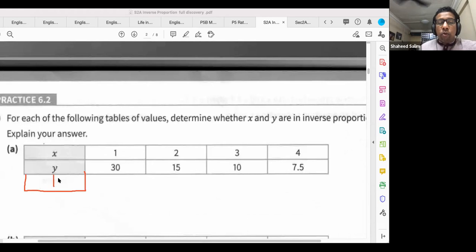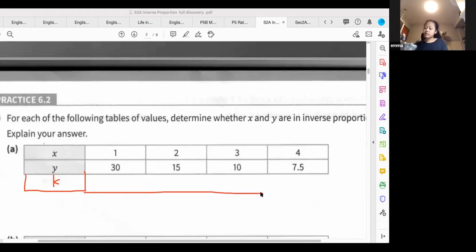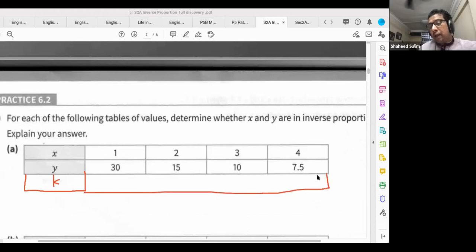So you add one more here. Okay, you draw the line here. Can you do the K test? You know what the K test is, right? Is this inverse proportion or not? So what is the test, you tell me?